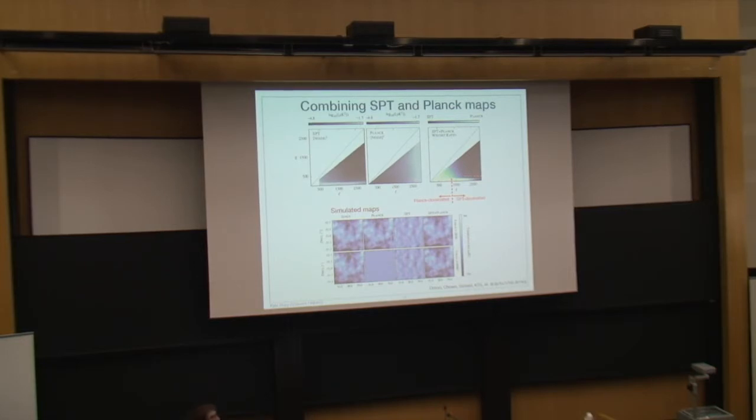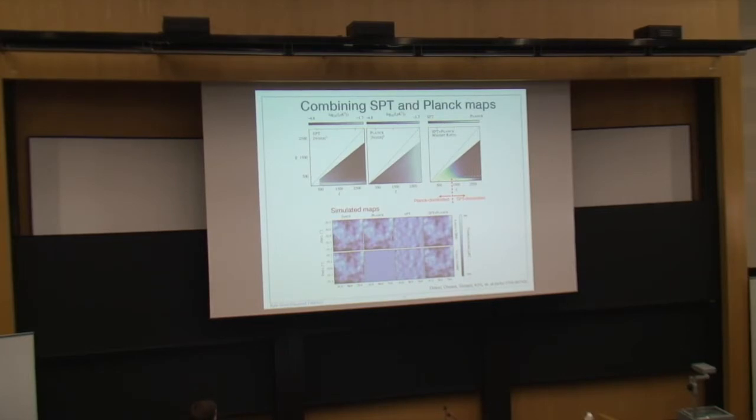And then we're simply taking an inverse variance weighted combination of these two data sets. So this shows the relative weight of the two maps in LM space. SPT is dominating up here, and then Planck is dominating down here. And this shows what this looks like in simulated maps that have been run through a simulated time stream mock observing analysis.